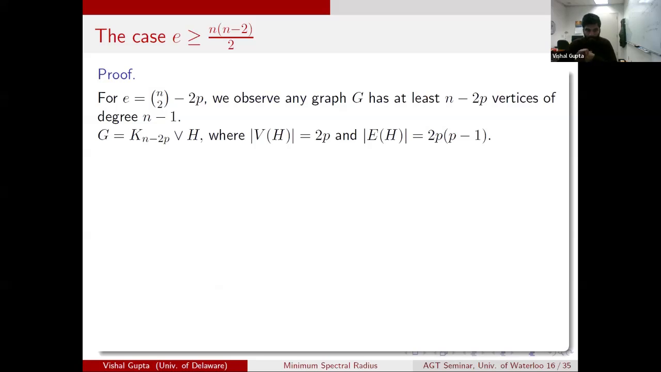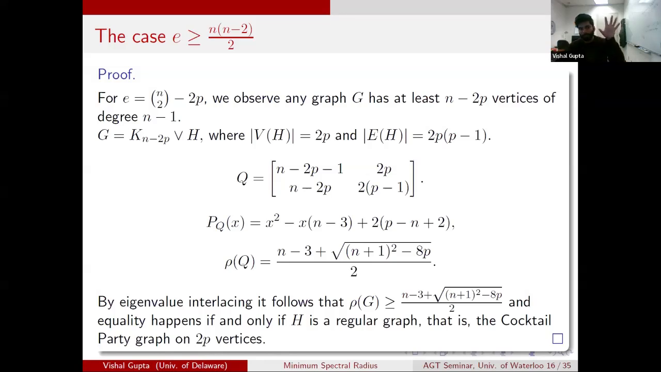And the proof idea is really simple. We observe that for any such E, any graph in this class has at least n minus 2p vertices of degree n minus 1. So we can rewrite this G as the join of a complete graph with another graph H, where this graph H has 2p vertices and these many edges. Then we can partition the graph into two parts. One part is the complete graph. Second is this graph H.